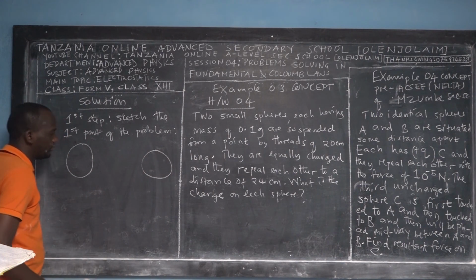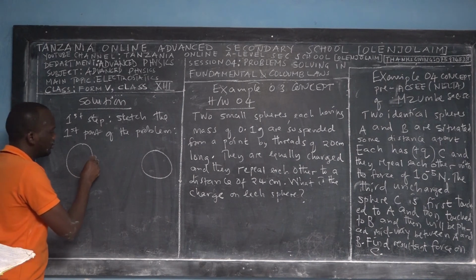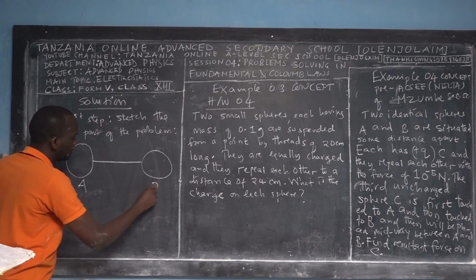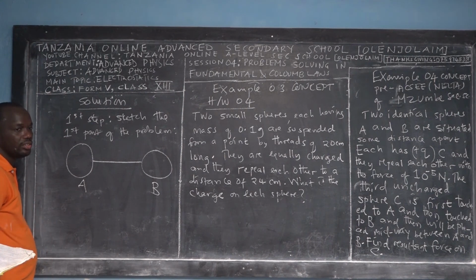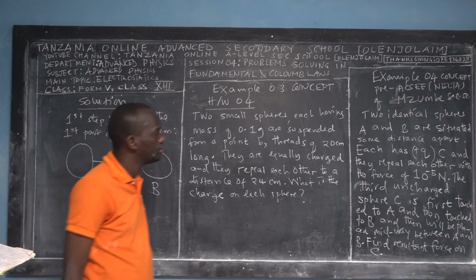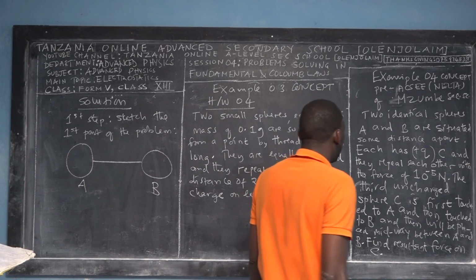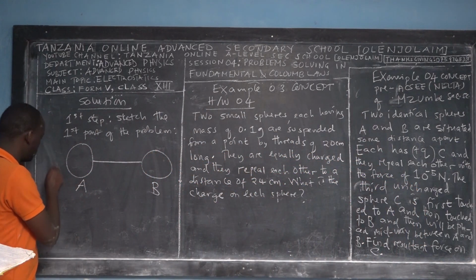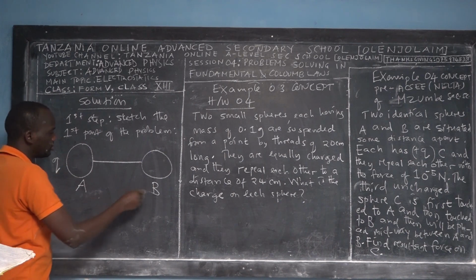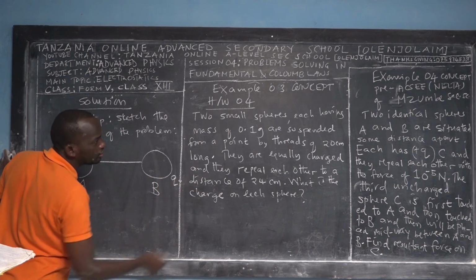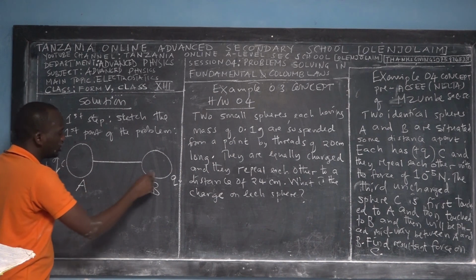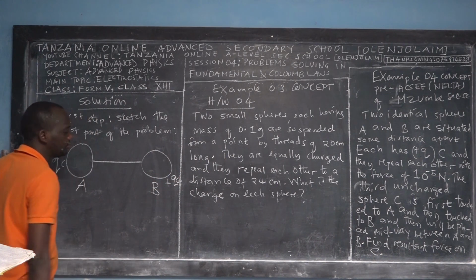And then this is another sphere. So we have a distance apart. This is A. This is B. Right? We have two spheres, A and B. Each has a quantity of charge of positive Q Coulomb, and this one is also positive Q Coulomb.